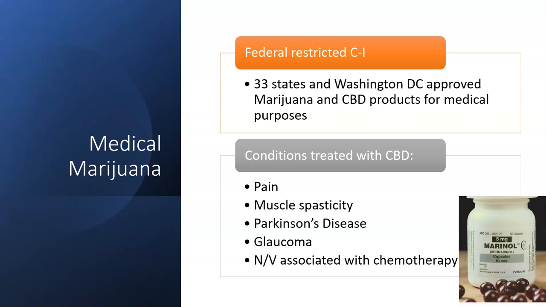So here is an image of Marinol, which is dronabinol. So this drug is actually a derivative of the CBD. It's a synthetic version, and we actually use this for nausea and vomiting associated with chemo, but also to stimulate appetite. So if somebody's got cancer or they have HIV or something like that and they have no appetite, they could also use this drug.